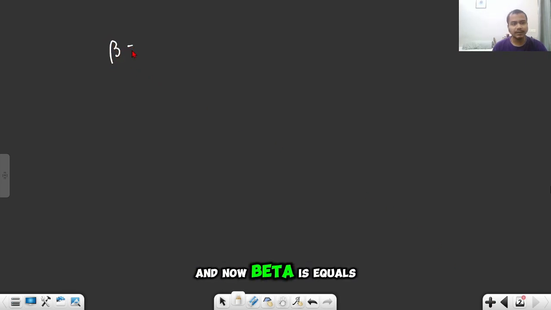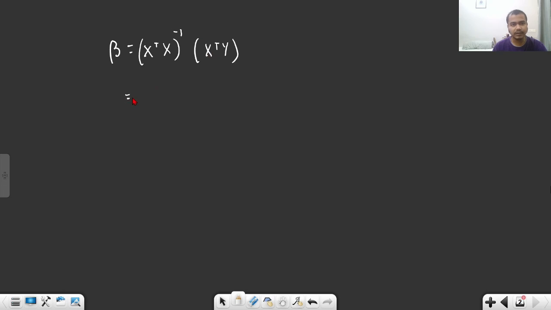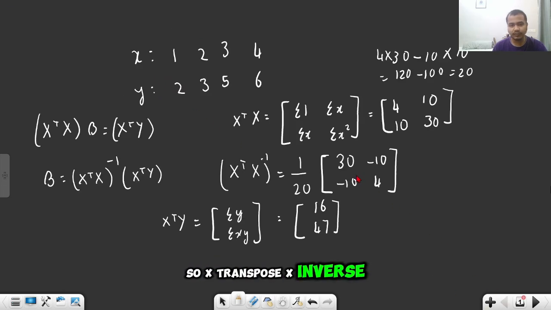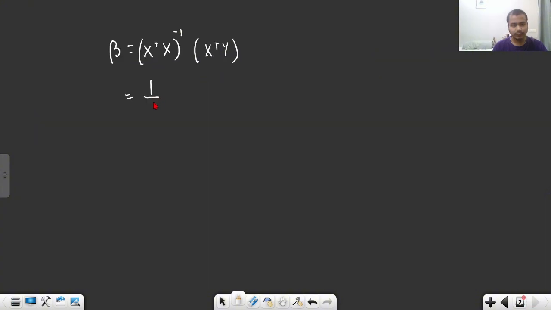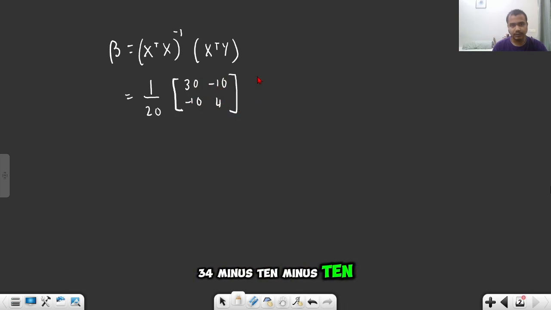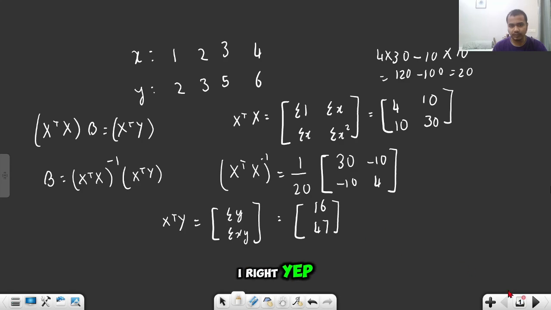And now beta equals X transpose X inverse times X transpose Y. So X transpose X inverse is 1 by 20 times 30, minus 10, minus 10, 4, and X transpose Y is 16, 47. Am I right? Yep.